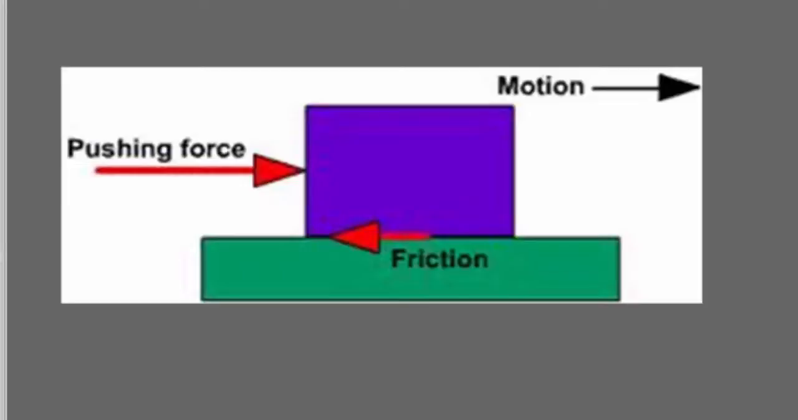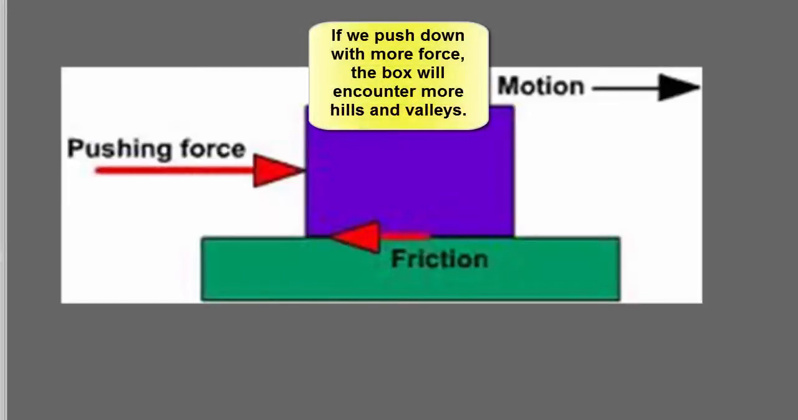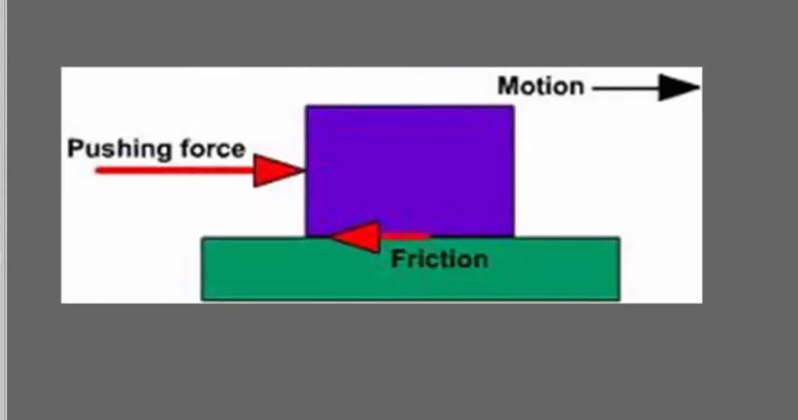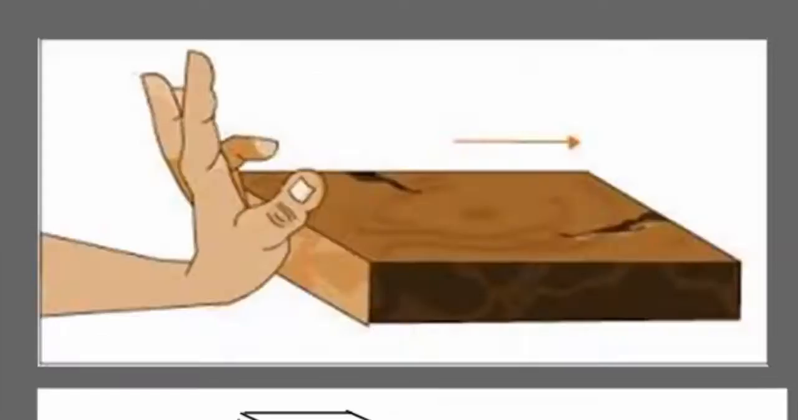The amount of friction is going to depend on that force pushing the surfaces together. If you push down on this purple box harder, the hills and valleys of the surfaces are going to come into closer contact. As the closeness of the contact increases, the friction between the surfaces is going to increase. So if you push it down, you're going to really dig into those ridges and valleys and encounter more friction.